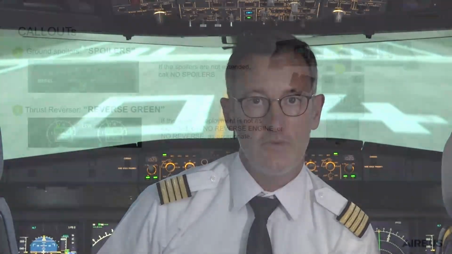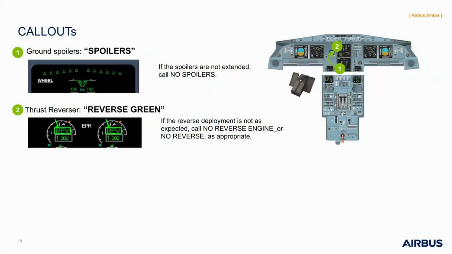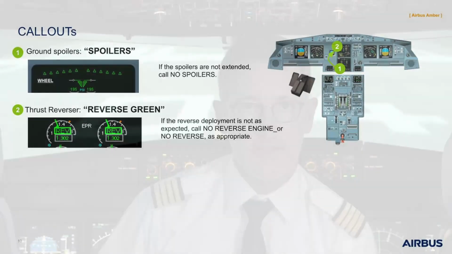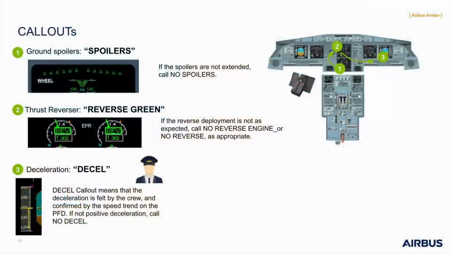Second callout is related to the reverse deployment with reverse green. If the reverse deployment is not as expected, call no reverse engine 1 or 2, or no reverse as appropriate. Then the third one, decel, is based on the physical flight crew feeling and confirmed by the speed trend on the PFD. If there is no positive deceleration detected, call no decel.